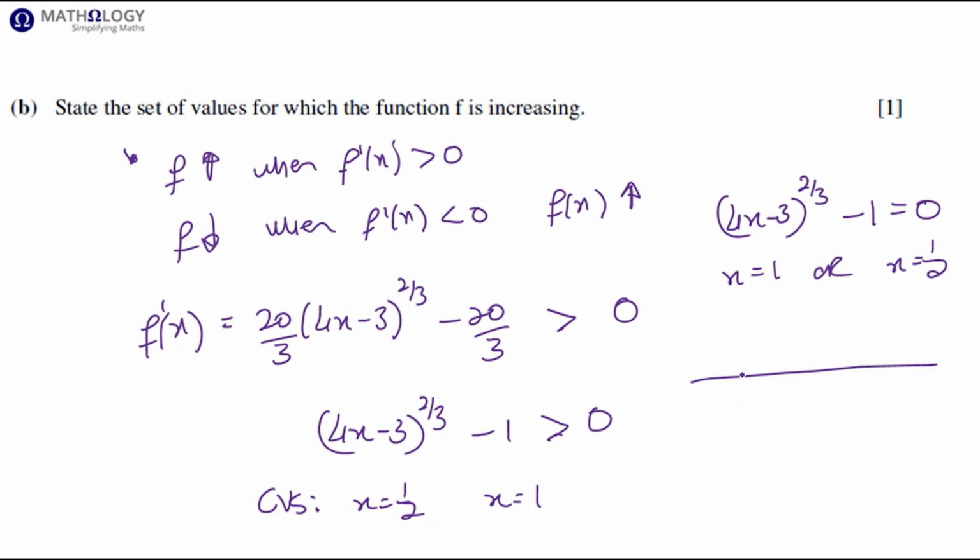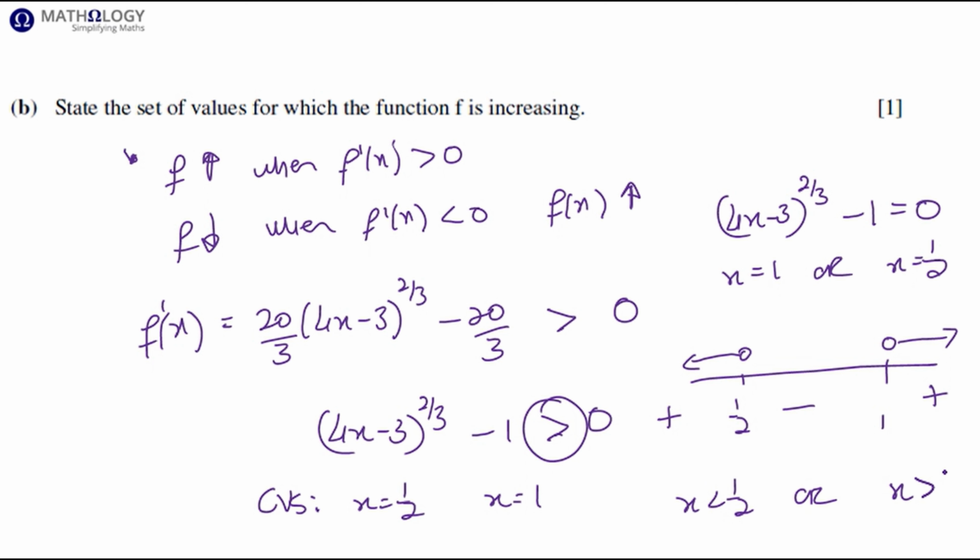So we'll put those on the number line. And then we go plus, minus, plus. We have an open circle above each of these critical values, and because it's greater than 0, we're looking in the positive region. So the solution to this inequality will be x is less than a half or x is greater than 1.